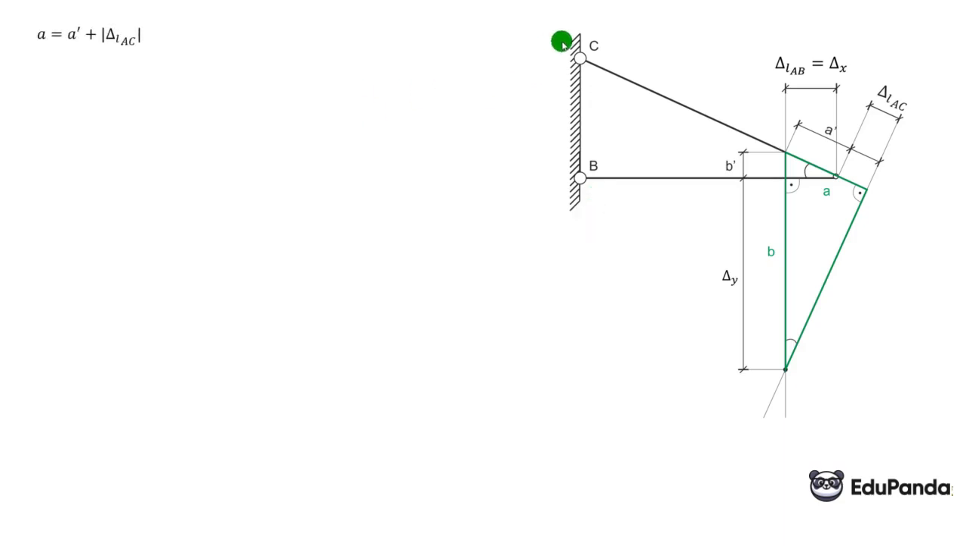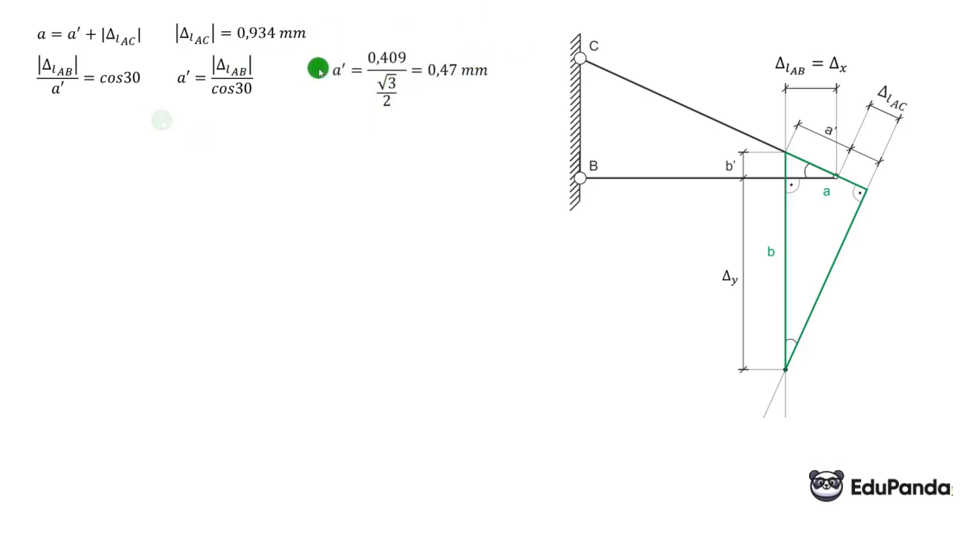Delta L underscore AC is calculated. Of course, the absolute value, because we don't want negatives here, we are interested in the absolute value of these displacements. And it is 0.934 mm, calculated earlier. We can write that now delta L underscore AB, meaning this length, to a is cos 30, from which we will calculate a and then A. So a is delta L underscore AB over cos 30. Delta L underscore AB is 0.409 mm, cos 30 is the square root of 3 over 2. We have calculated a, so we calculate A, and it is this much.